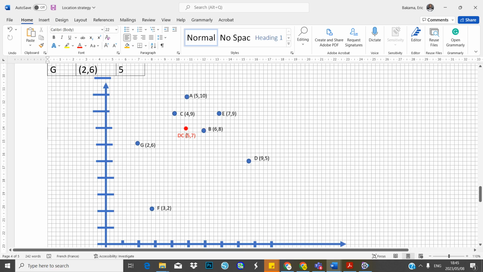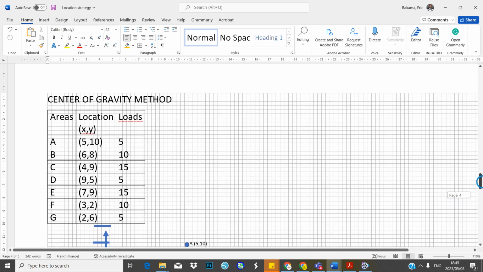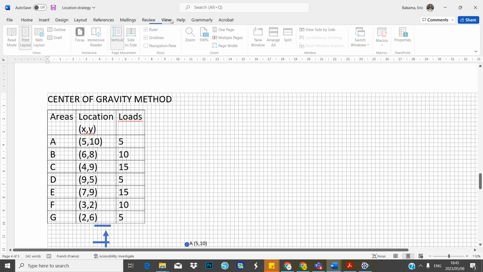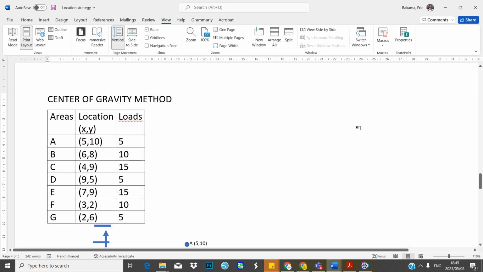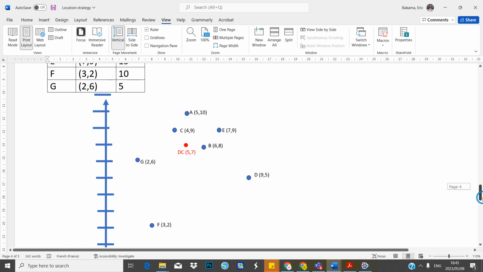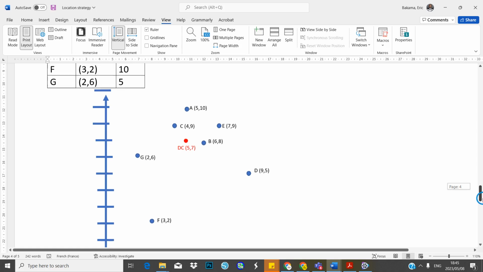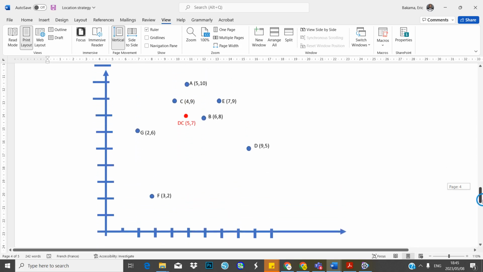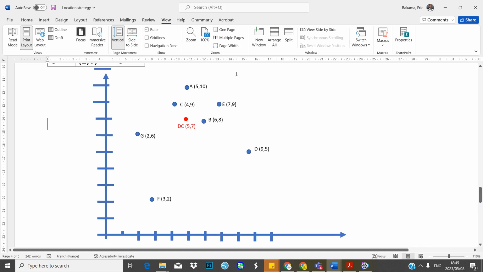So this is how one uses the center of gravity method to find the distribution center. Yes, I hope I didn't make any mistakes in my calculation, but should I have made some mistakes, I'm really sorry about that already. Please feel free to leave them in the comment section. But in a nutshell, this is how one uses this method.